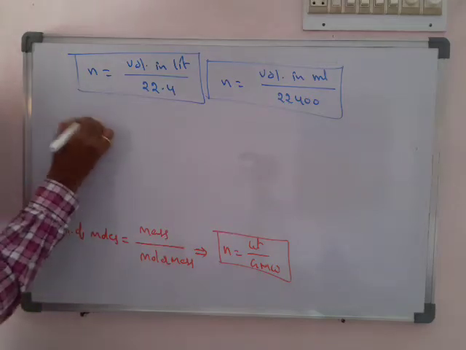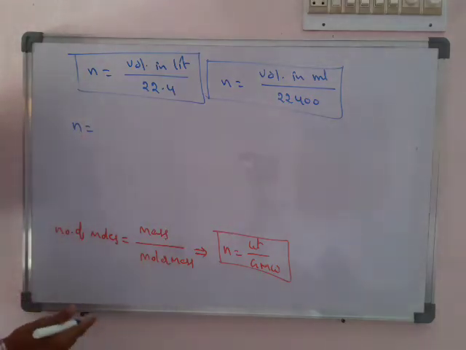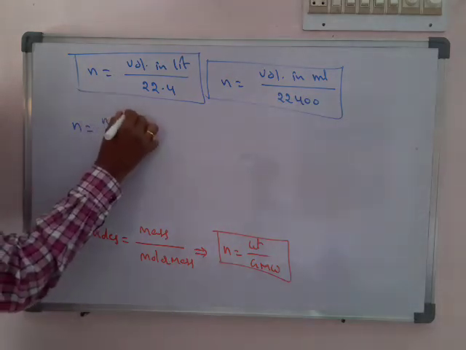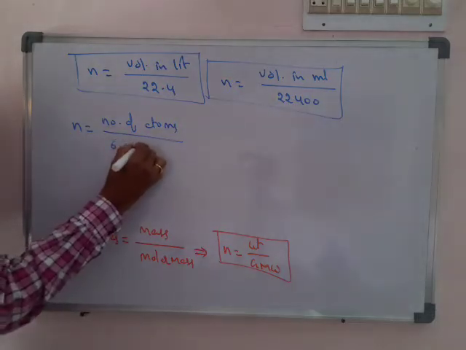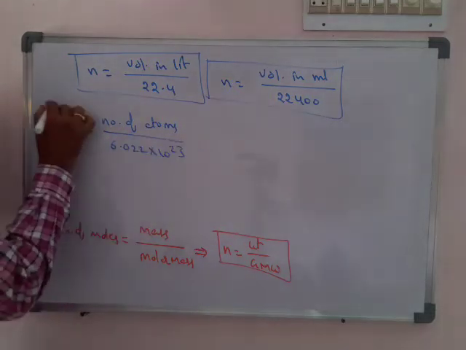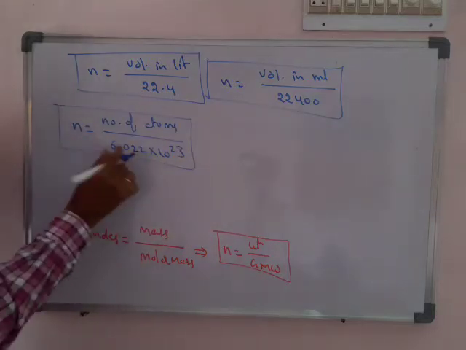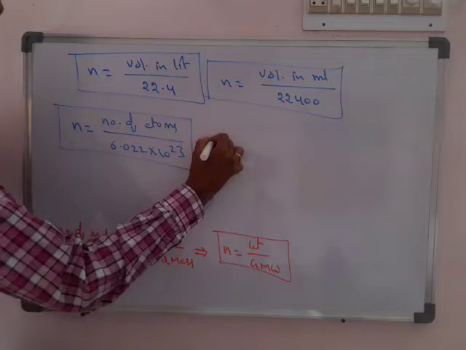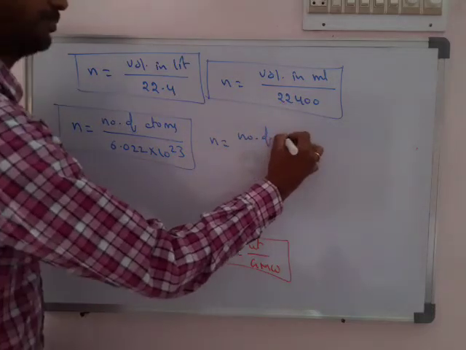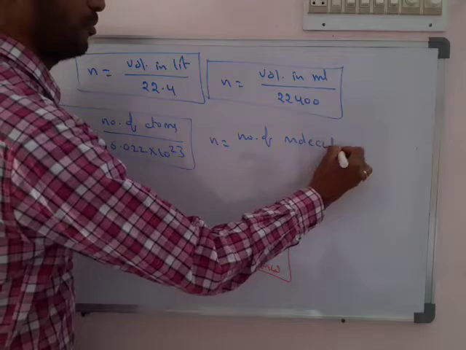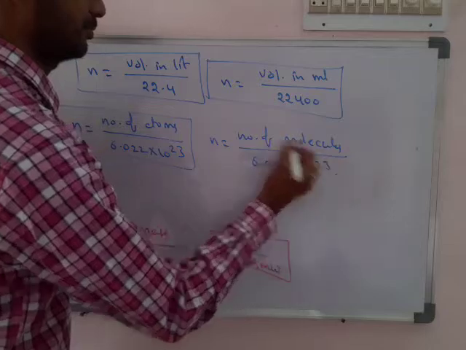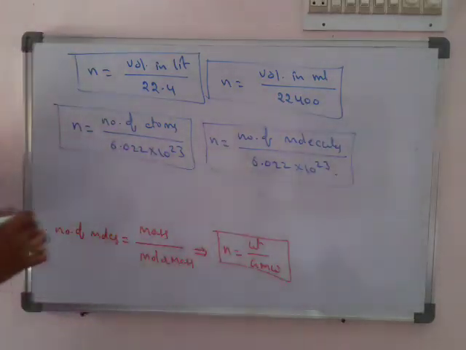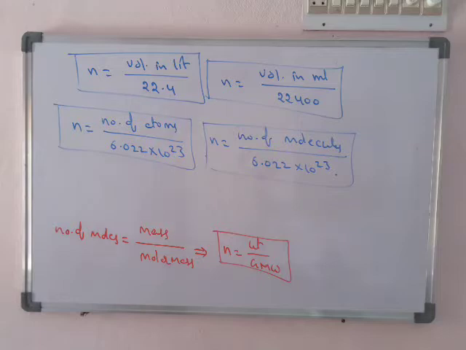For example, if the number of atoms is given, then the number of atoms divided by 6.022 into 10 power 23 gives the moles of atoms. In terms of molecules, it is the same: number of molecules divided by Avogadro's number. So these are the relations useful in the calculations.